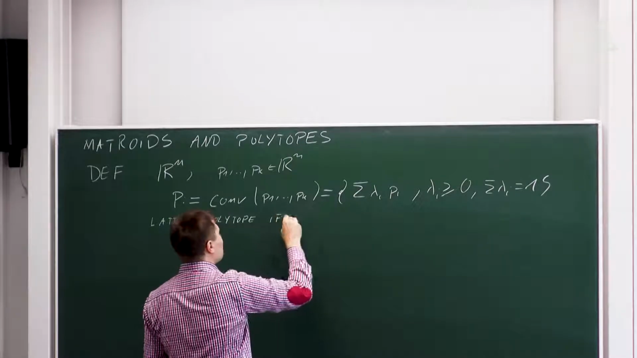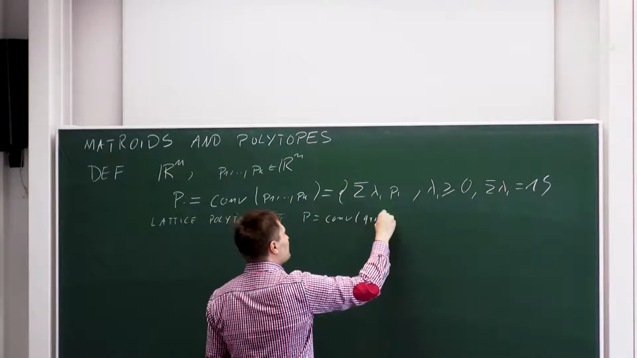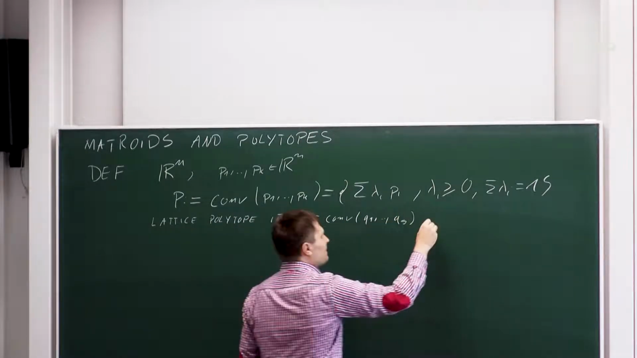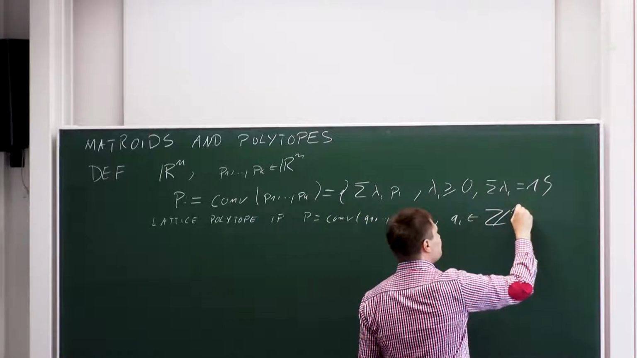if P equals a convex hull of Q1 up to Q whatever, but now we require the Qi's to have integer coordinates.